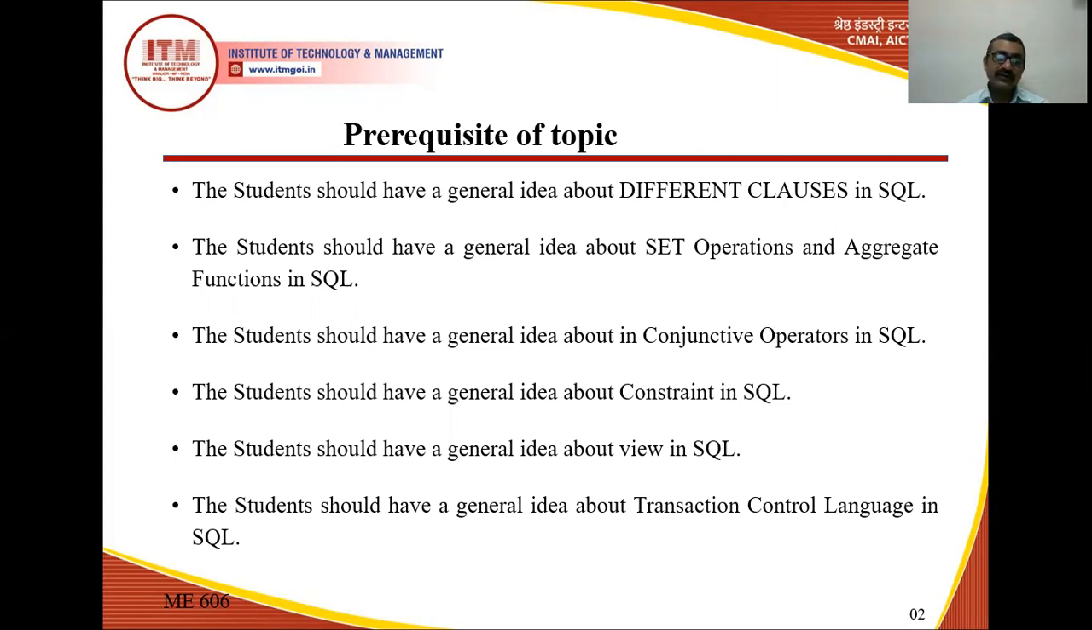And we can use some commands for the transaction control language, like the commit command, the second one is the revoke command, and the rollback command. So these are all the commands we can use in transaction control language in SQL. Now we can discuss the prerequisite topics. For the previous topic, we should have a general knowledge about it.